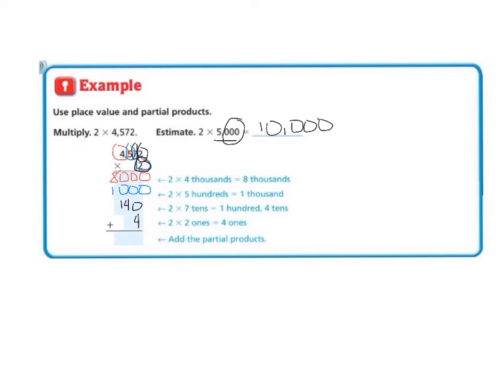0 plus 0 plus 0 plus 4 is 4. Looking down our tens column, mine got a little unstraight, but 0 plus 0 plus 4 is 4. 0 plus 0 plus 1 is 1. And 8 plus 1 is 9. So my answer is 9,144. And we guessed that it would be about 10,000. That's pretty close. Alright, we will continue practicing this method tomorrow in class.